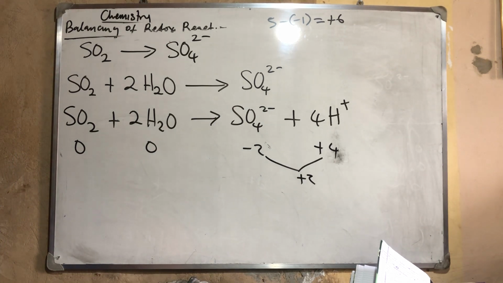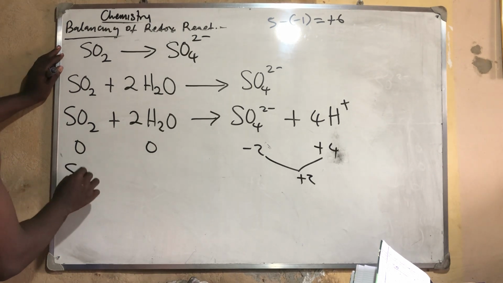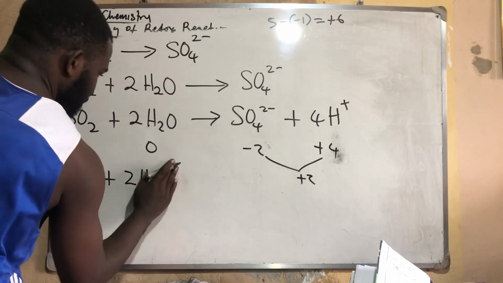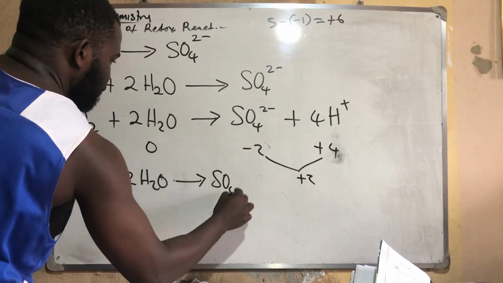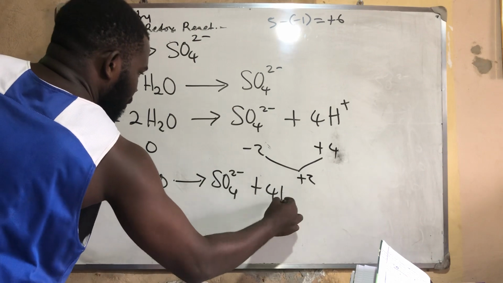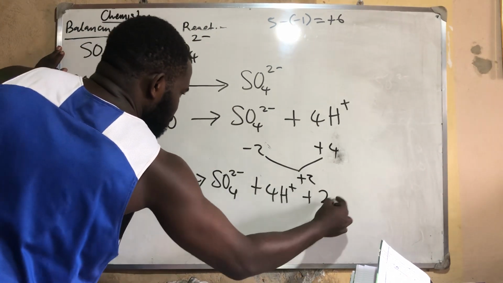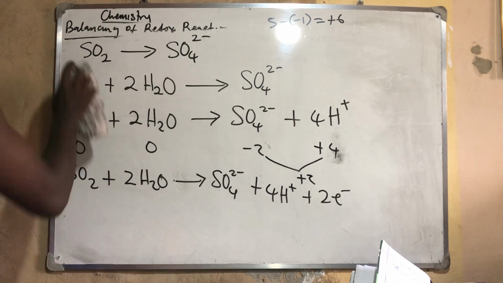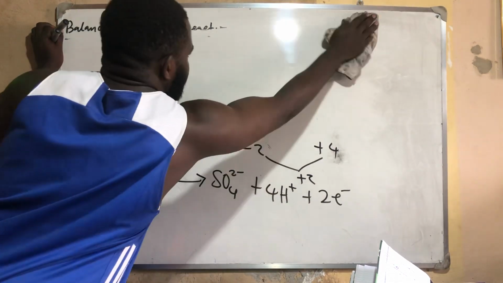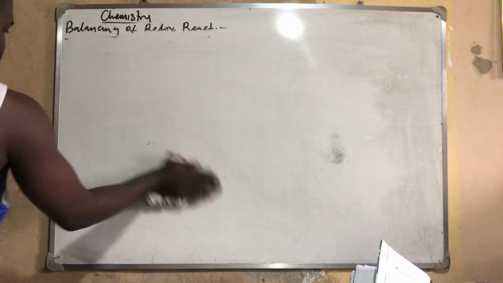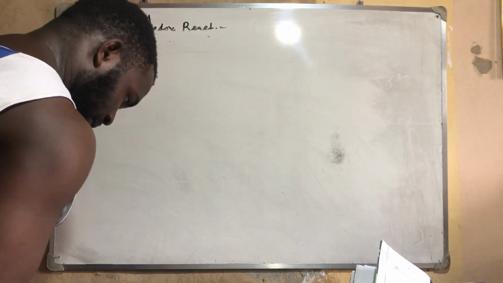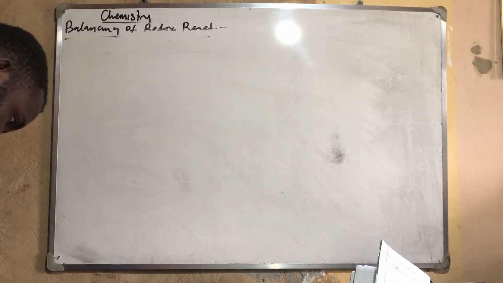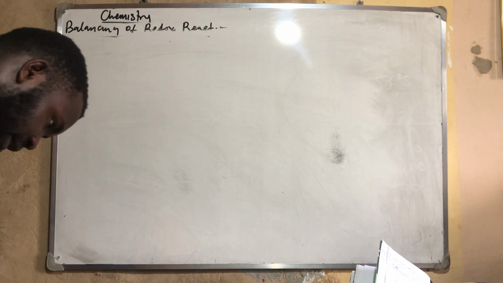So what do we have now? We now have SO2 plus 2H2O, sorry, to give SO4 2 minus plus 4 hydrogen plus, what? 2 electrons. So that is that. Very, very simple. So we move to the next one. I want to solve as many as I can so that you can understand it perfectly and then can solve by yourself.